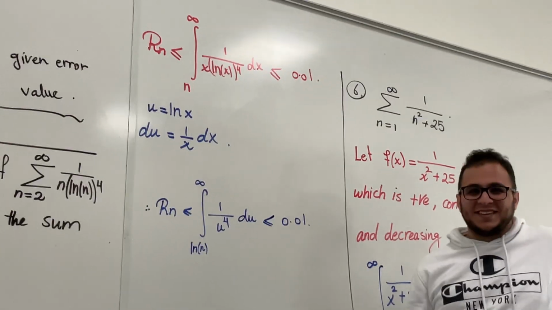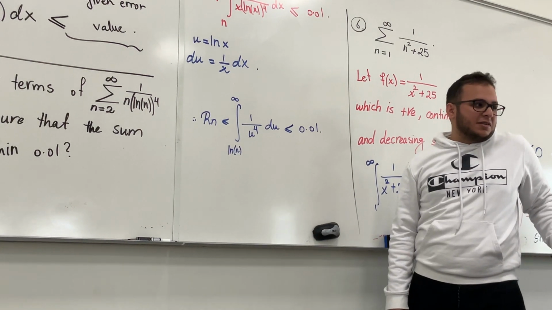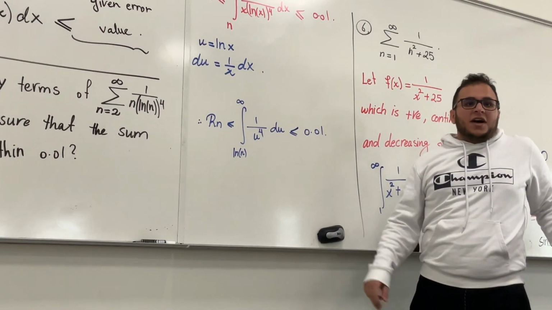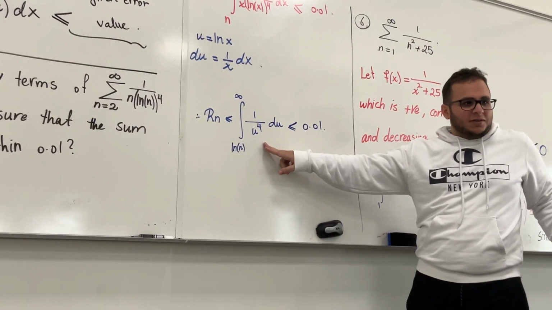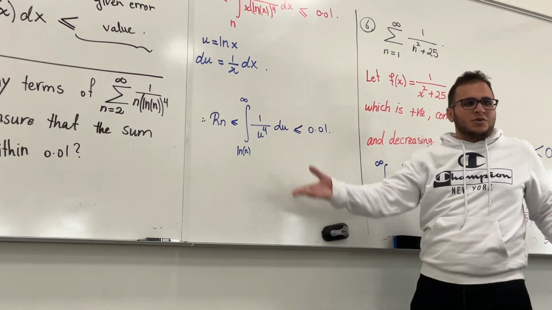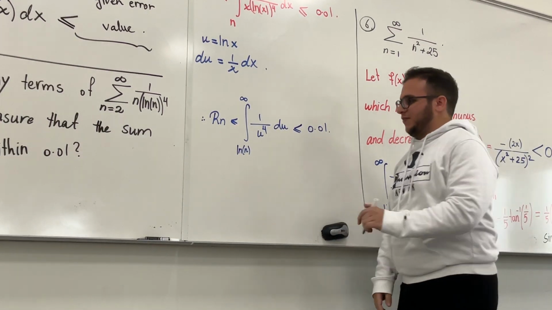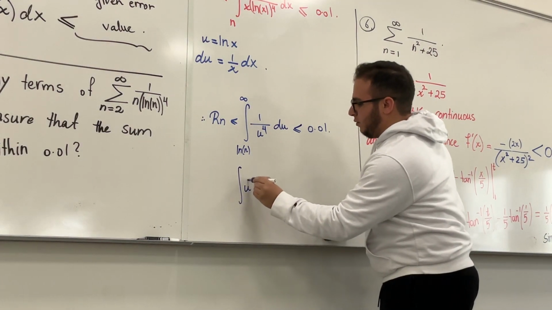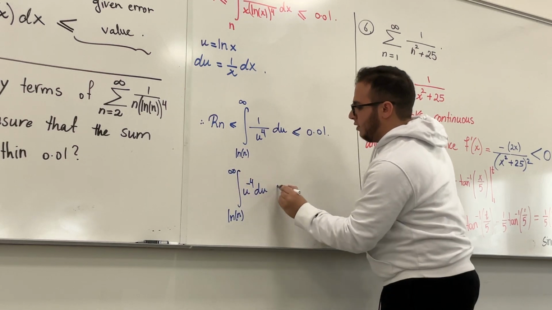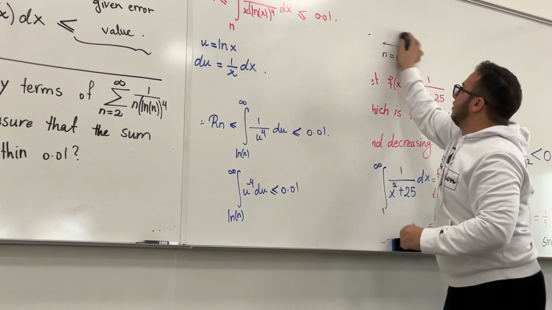Tell me. Use the negative 4, then add 1. If I saw someone doing ln u to the power 4, for some reason, I don't know why, when I graded the quizzes, I've seen people doing ln u to the power 4. Don't, please. Okay? So what does this become? The integral of u to the power negative 4 du from ln n to infinity, less than or equal to 0.01. Now integrate, what do you get?